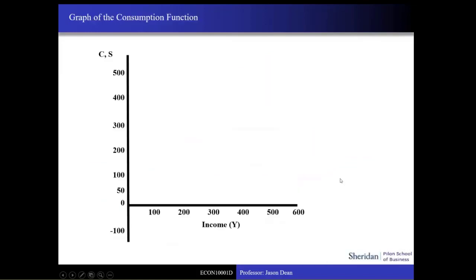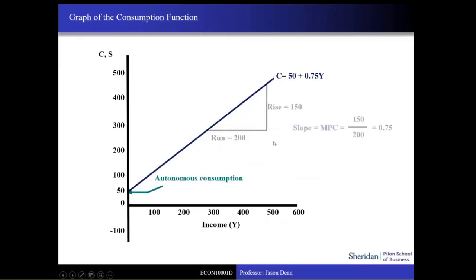Okay, what does this look like on a graph? Well, if we were to graph it, it would look like this. We have our intercept term at 50. Slope is 0.75. So if we did our delta y over delta x, or rise over run, we would see that the slope is 0.75. So here the rise is 150, or the change in consumption, divided by the change in income here, which is 200, so 150 divided by 200 is equal to 0.75.